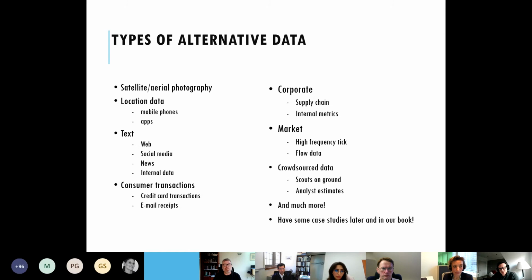Market data, as I mentioned before, so financial data can be considered alternative data if it's high frequency. And crowdsourced data, which is usually not big data, but nevertheless is collected through means that are considered non-traditional. In this case, it can be scouts on the ground, analyst estimates. Okay, so it's really a broad universe of data, and every day we see some new data sets appearing and another data set disappearing, sadly, which further complicates, of course, how we deal with alternative data.